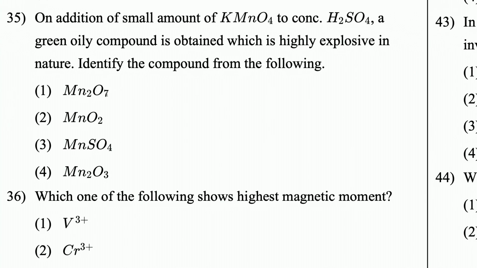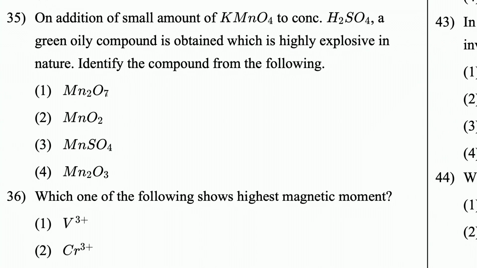Question number 35. On addition of a small amount of KMnO4 to concentrated sulfuric acid, a greenish oily compound is obtained which is highly explosive in nature. Identify the compound from the following. Already we studied this in theory classes. Manganese forms different types of oxides. Among those oxides, one and only one is a green oil. What is that green oil oxide? It is Mn2O7, the green oily compound which is highly explosive.